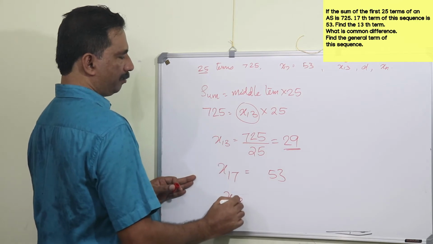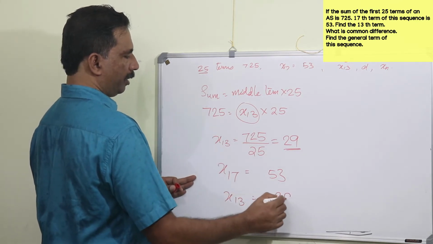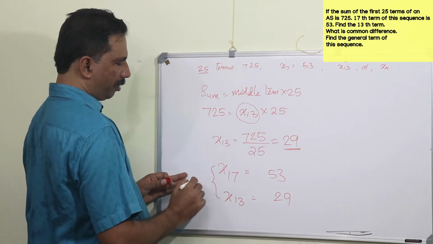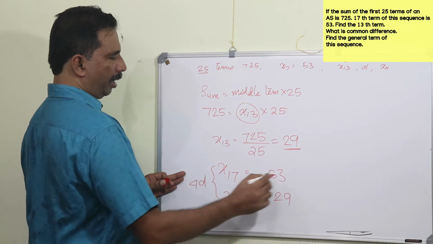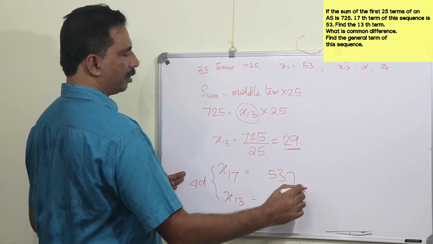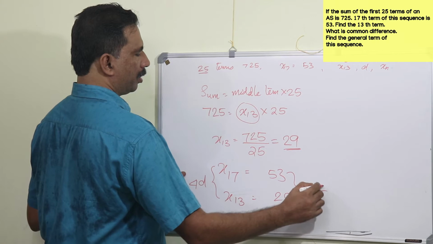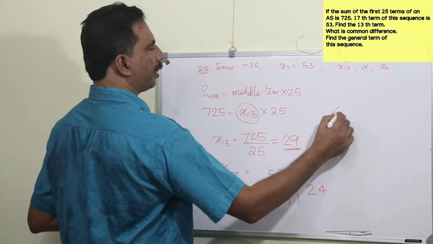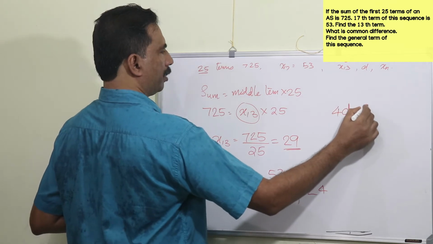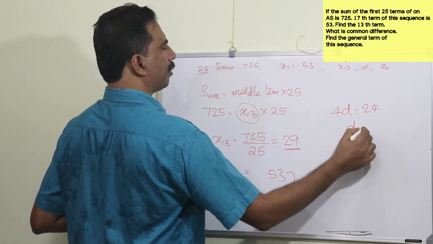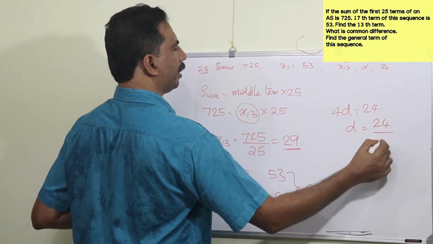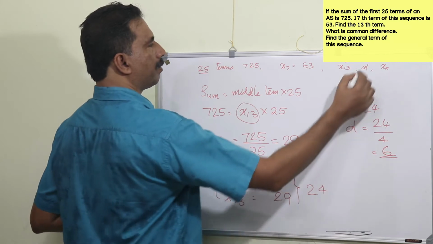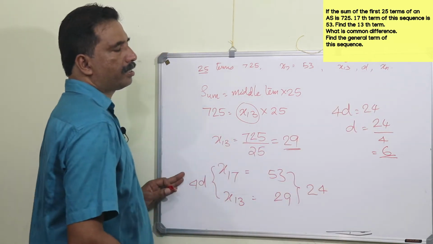x13 is equal to 29. What is the difference of these two? It is 4D. And what is the difference of these two? 24. Then we have 4D is equal to 24, or D is equal to 24 by 4, which is 6. D is equal to 6.